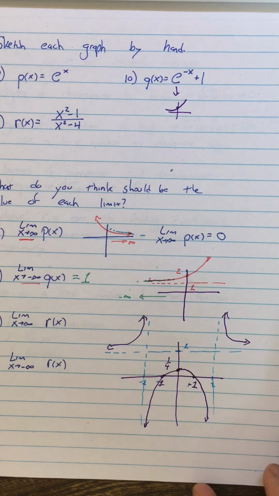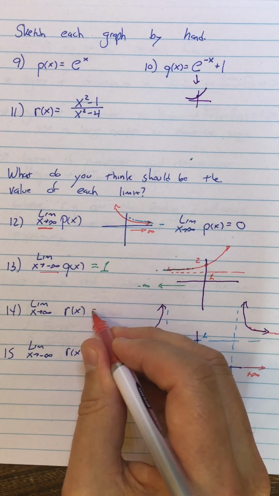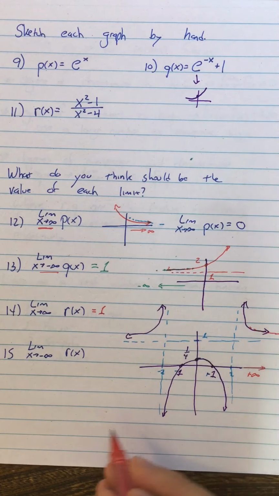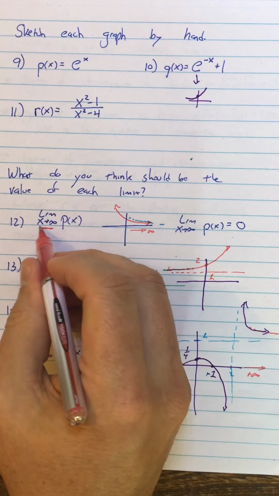Okay, so what's the limit as x approaches positive infinity? As the x's approach positive infinity, what are the y's approaching? Well, they're getting closer and closer to this horizontal asymptote, which is 1. And what about when x approaches negative infinity? We're going off this way to negative infinity. As the x's approach negative infinity, what are the y values approaching? They're approaching 1 again. So if you've got the idea that the limit as x approaches infinity is a horizontal asymptote, you are right.